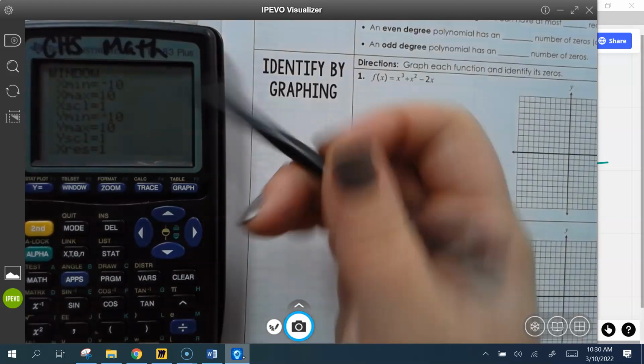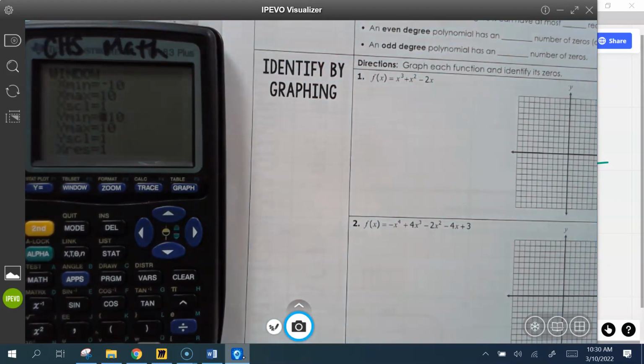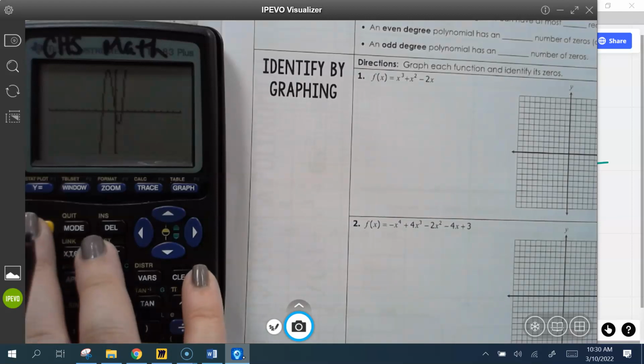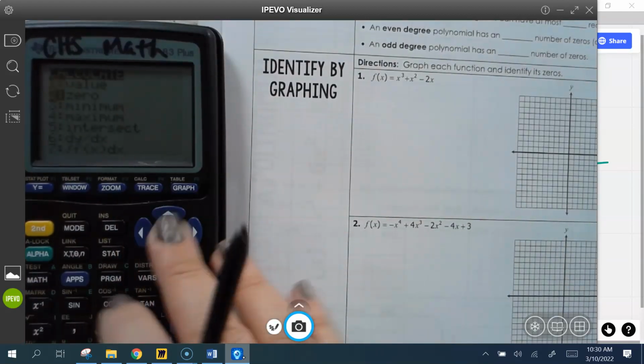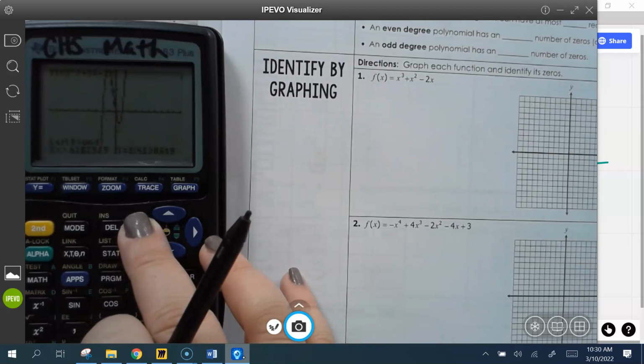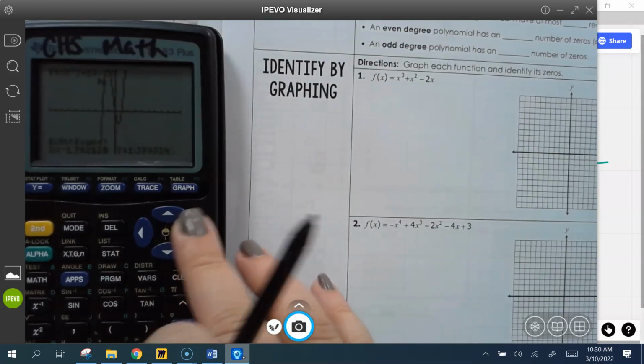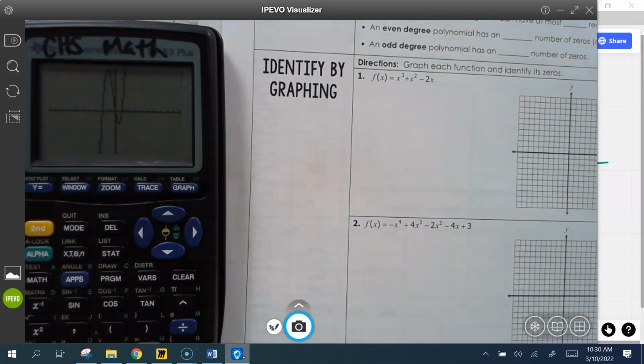And to do that, I'm going to change my y's, -2 to 2 maybe. That might do it. Yeah. I just really want to be able to see those zeros. So if I calculate the zero, I'm going to go left, and then right, and then enter. I got -2 as one of the zeros.